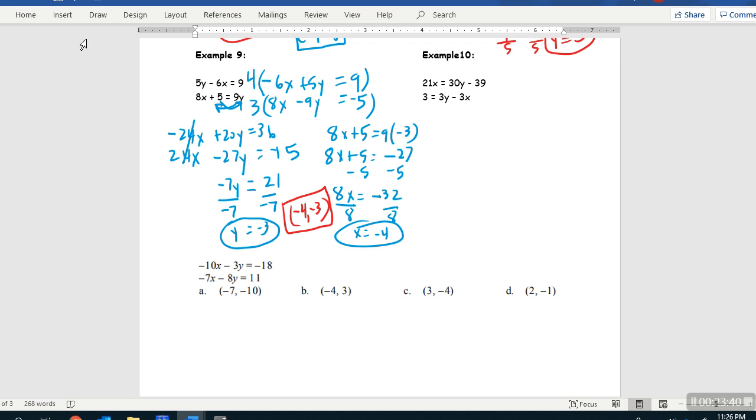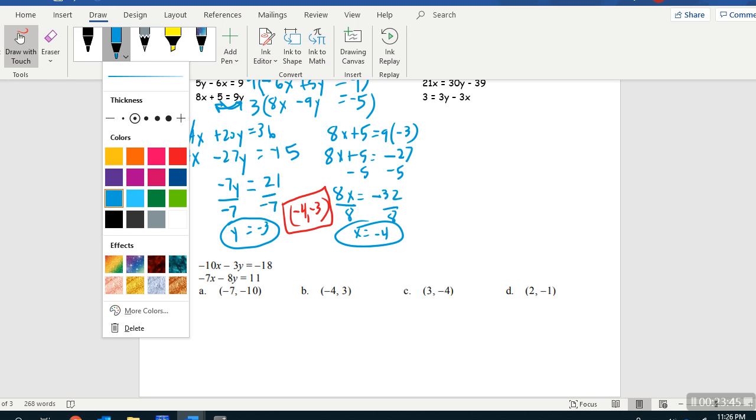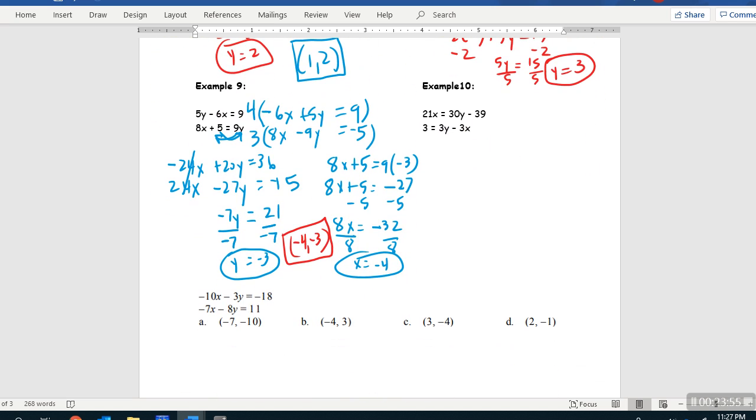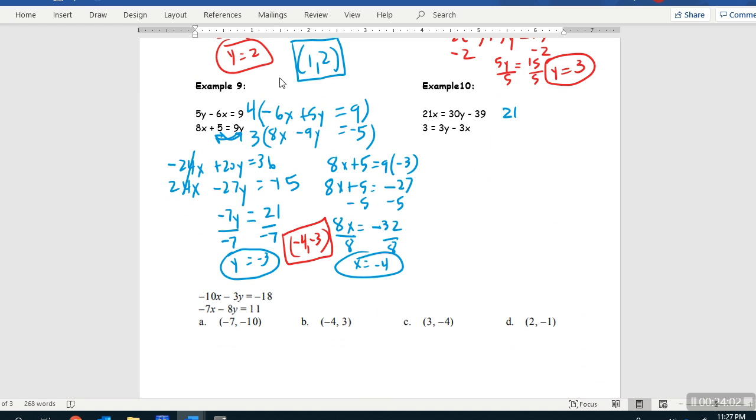Okay, pause the video for a minute and work out example 10 if you would like some practice. All right, we're back. So on example 10, on the first equation, x is where we want it. y is on the right side. We want it on the left, so I'm going to move it over there. It will become -30y. And the constant is on the right. That's where we will leave it.